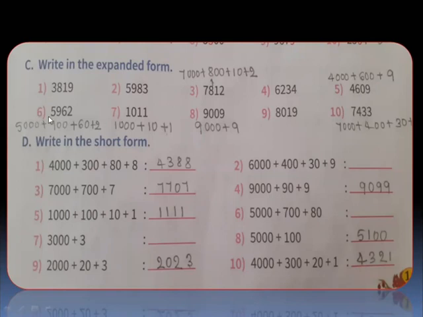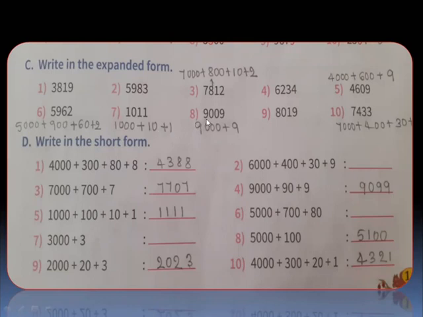Next, sixth one, 5962. 5 is in thousands place, so 5000 plus 9 is in hundreds place, so 900. 6 is in tens place, plus 60. 2 is in ones place, so 2. 5000 plus 900 plus 60 plus 2. Next, seventh one. 1011. 1000 plus 10 plus 1.